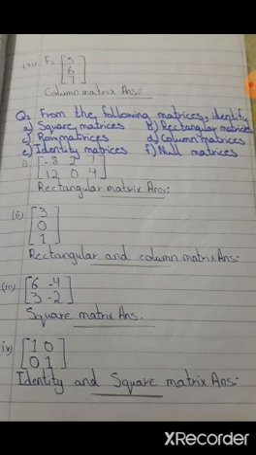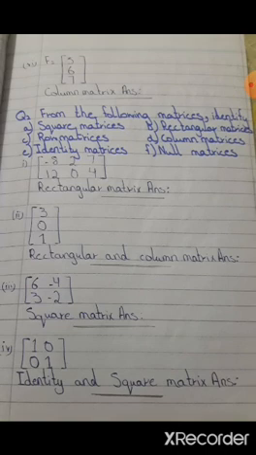Then it has 1 column only, so it is a column matrix also. The next one has 2 rows and 2 columns, so the number of rows and columns are equal, so it is a square matrix. The next is part number 4, we can see the numbers given 1 0 0 1. The number of rows and number of columns are equal, so it is called a square matrix.